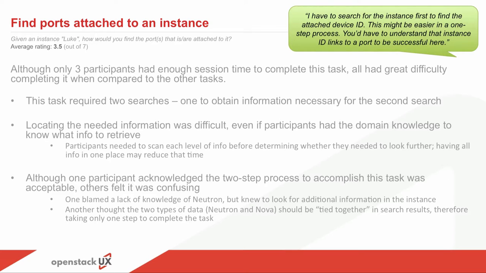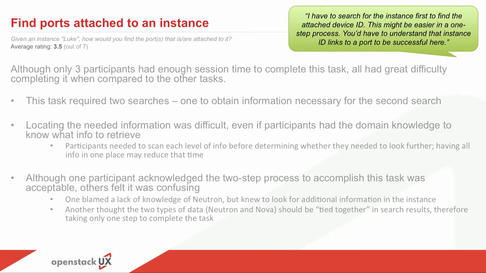The last task that participants completed was to find ports attached to an instance, which we gave them. So to complete this task successfully, participants needed to first find the instance and look in the metadata to find the attached device ID, which would be common with the port that it would be associated with. So, like I mentioned before, there were 3 people who actually completed this task.